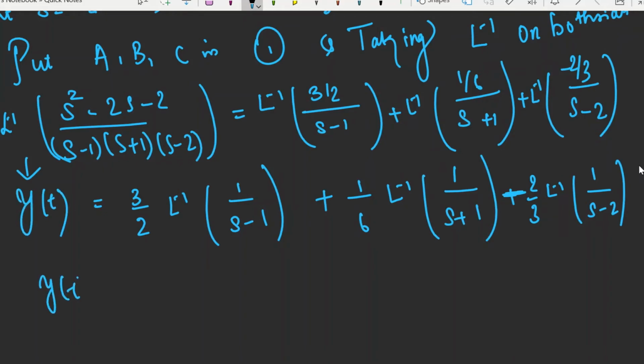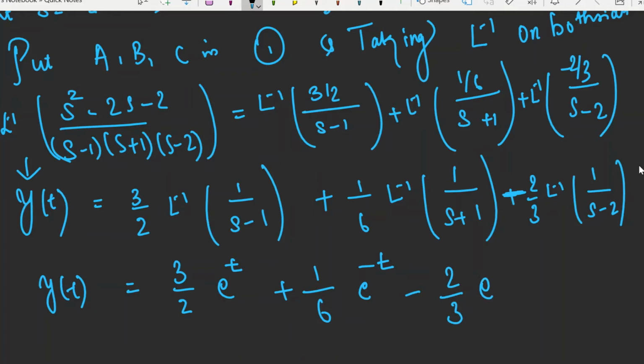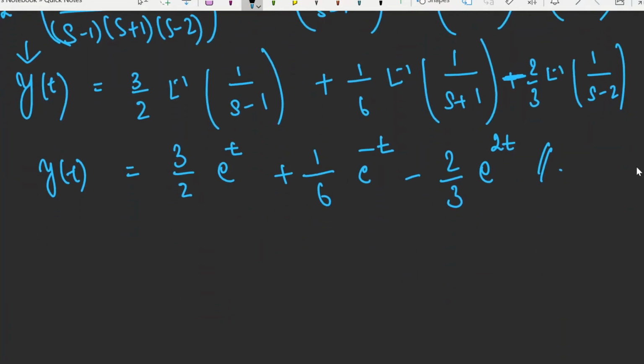So now y of t is 3 divided by 2 e power t plus 1 by 6, L inverse of 1 by s plus 1 is e power minus t, minus 2 divided by 3, L inverse of 1 by s minus 2 is e power 2t. So this is the solution for our given differential equation. So we'll see one more problem of this type.